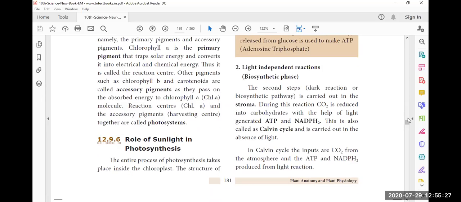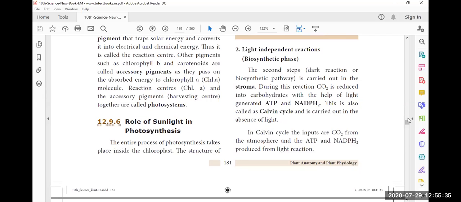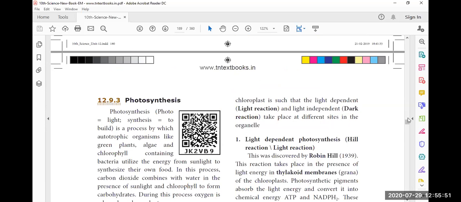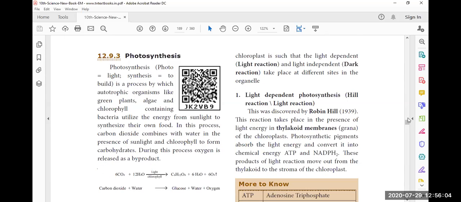So, the role of sunlight in photosynthesis. What is the role of sunlight in the process of photosynthesis? The entire process of photosynthesis takes place inside the chloroplast. The structure of the chloroplast is such that the light dependent and light independent reactions take place at different sites in the organelle. The light dependent reaction is otherwise called the Hill reaction or light reaction.